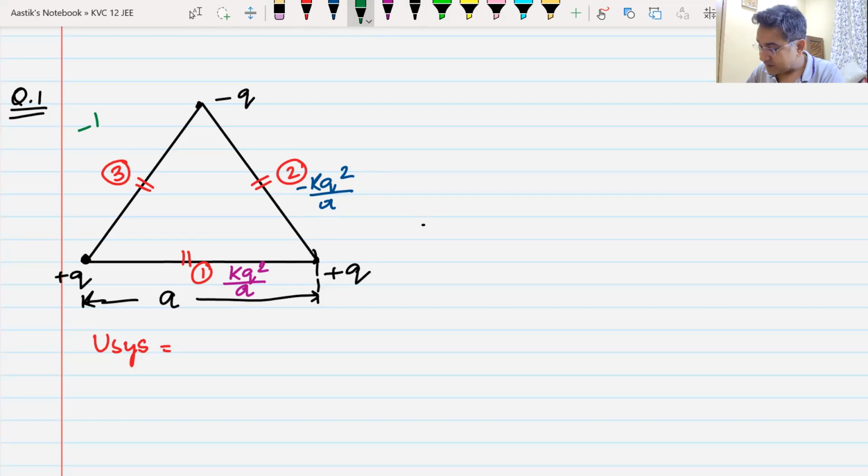Third pair: minus kQ square by a. We are finding the energies of the pairs. There are 3 pairs, 3C2. I hope you understand the meaning of 3C2, the number of pairs. 3 combination 2, so there will be 3 pairs. You find out the energy of all the 3 pairs, simply add them, and you land up with your answer, minus kQ square by a.